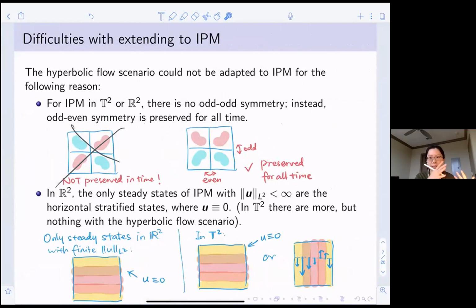Okay, so that is the strategy used for Euler and SQG, and as we can see, most of these ideas are based on this explicit hyperbolic scenario steady state. However, such a scenario just doesn't exist in the incompressible porous medium equation. One of the reasons is that the Biot-Savart law is different: instead of an odd operator, it's actually an even operator here. So there is no odd-odd symmetry.